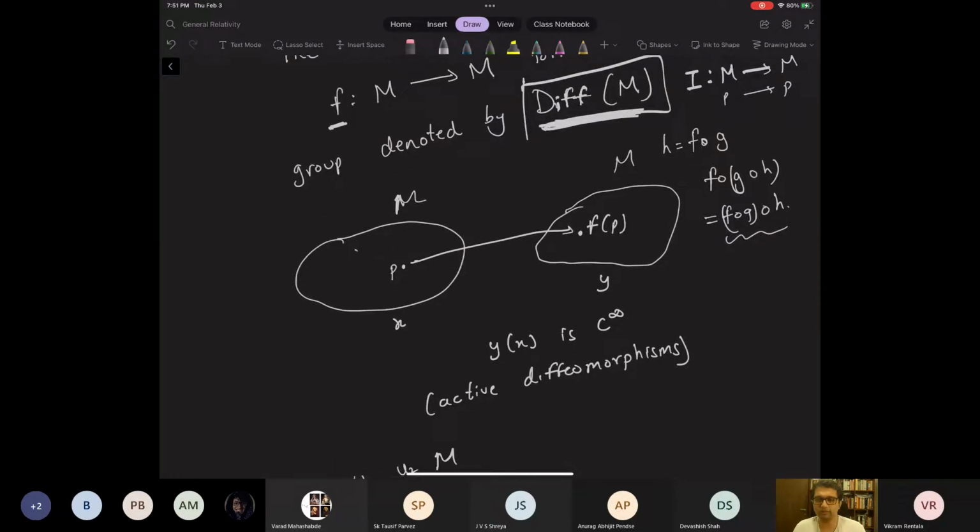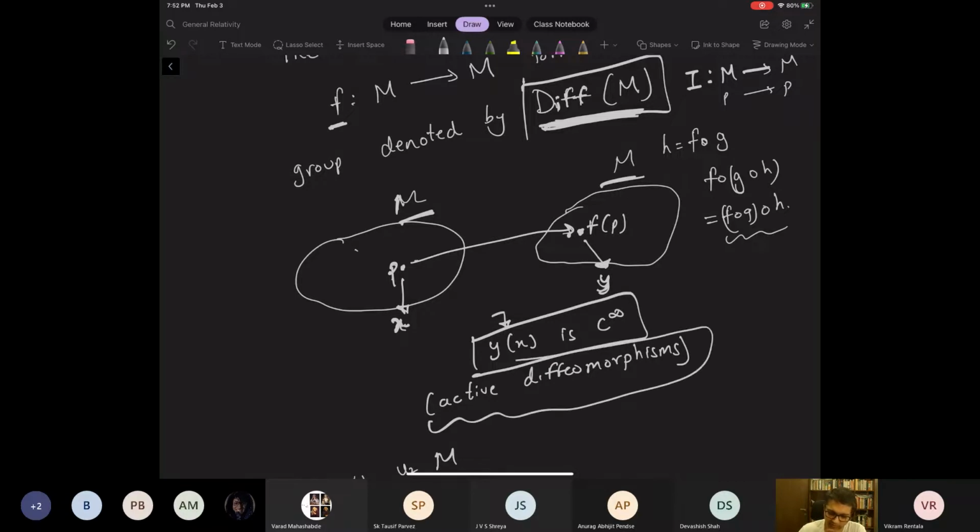If you want to be concrete about what you mean by these diffeomorphisms, one way is to specialize to particular coordinates. If you think about this point P and this point as f of P, in a particular coordinate system you call the coordinates of this one y, and the coordinates of this one x. Now the set of diffeomorphisms that you can make is taking arbitrary coordinate transformations from x to some other coordinates y on the same manifold M, such that y of x is C infinity. So y of x is an arbitrary coordinate transformation that is C infinity.